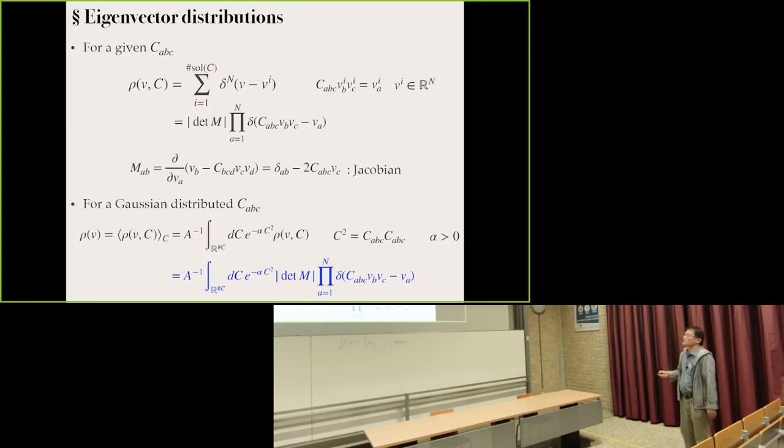When C is Gaussian distributed, you have to take the expectation value of this quantity. This is nothing but the integration over C with this Gaussian factor. So the purpose of this talk is just to compute this integration. Then you obtain the distribution of the eigenvector. To do that, I rewrite this integration in terms of field theory. The first challenge is to rewrite this determinant factor, and then rewrite this delta function part.